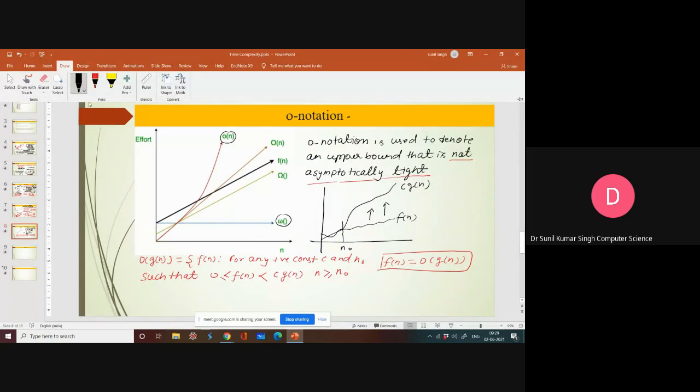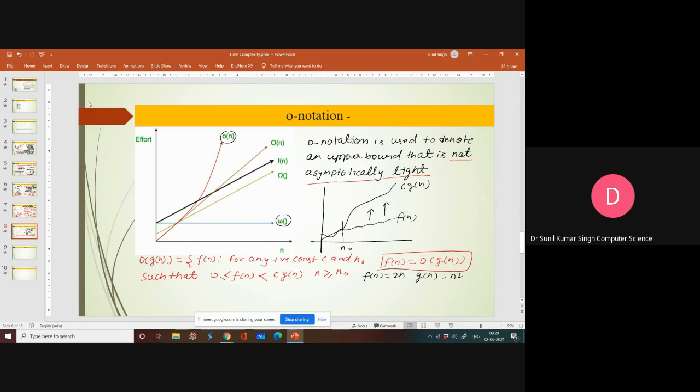So guys, let the functions be f(n) equal to 2n and g(n) equal to n square. Check whether we can write f(n) is equal to small o of g(n) or not. So put these values in the condition.